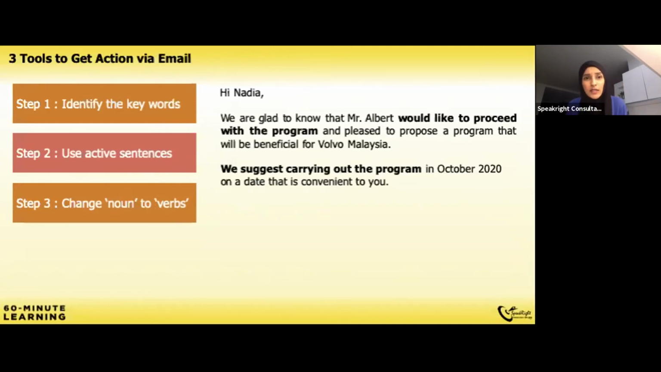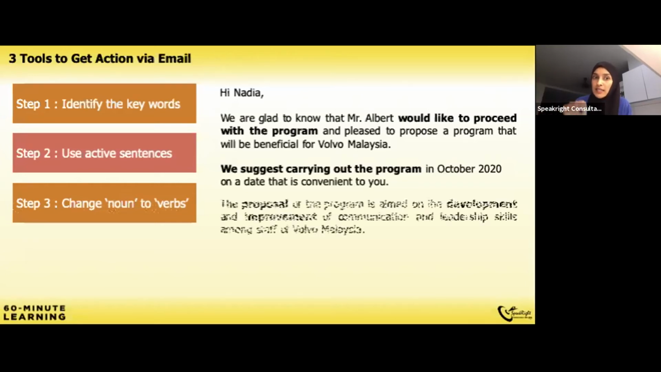What is a noun? Noun means the name of things, or in Bahasa Malaysia, we call it kata nama. Okay? Verbs, they are actions. Okay, now look at this sentence. Imagine if you write this. The proposal. Proposal is a noun.